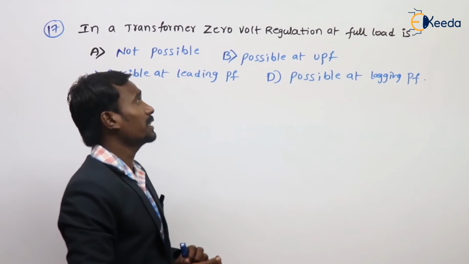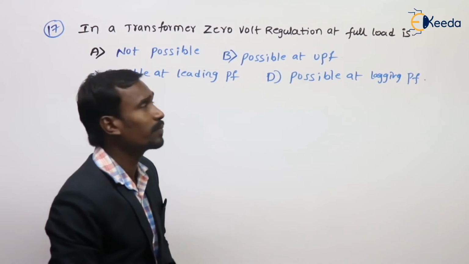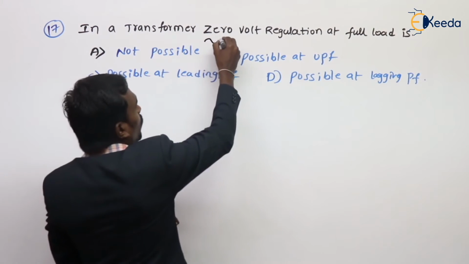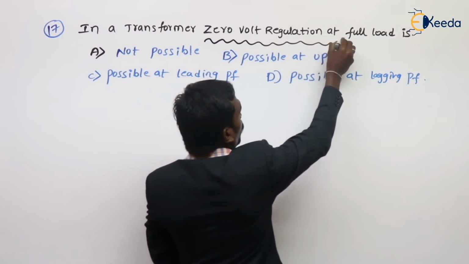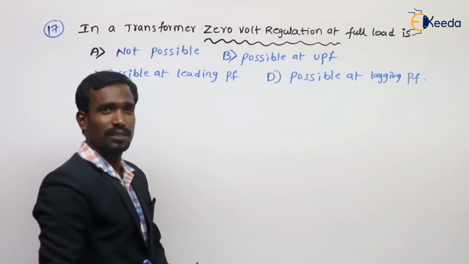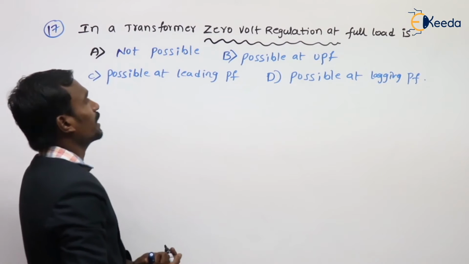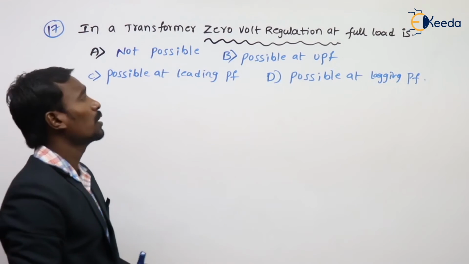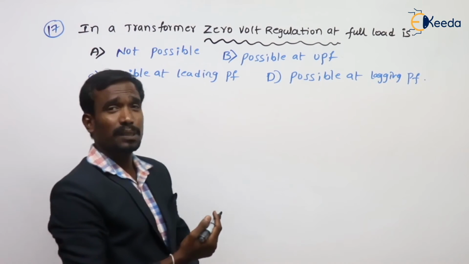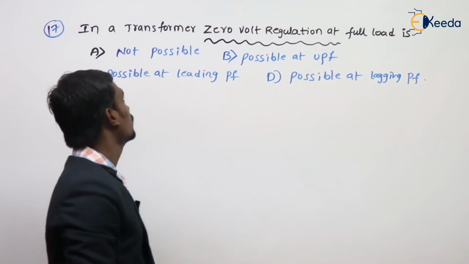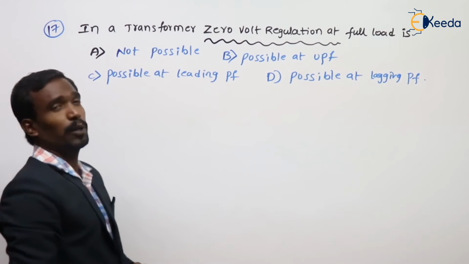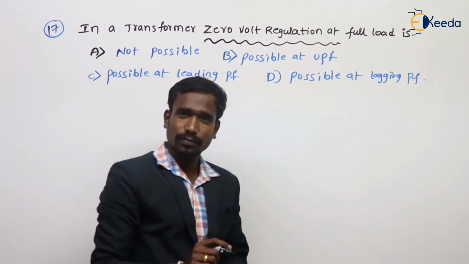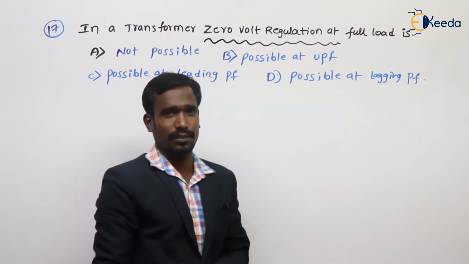Right? See this question on voltage regulation. In a transformer, zero voltage regulation at full load is. Option A, not possible. Option B, possible at unity power factor, possible at leading power factor, possible at lagging power factor. Which of the following is the correct answer?